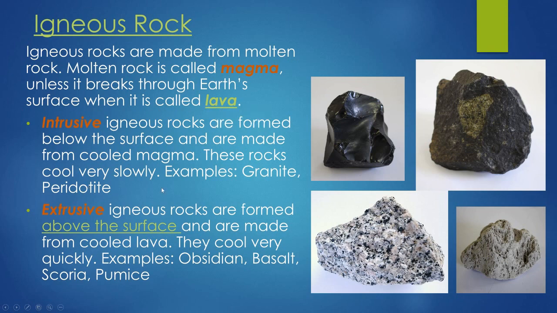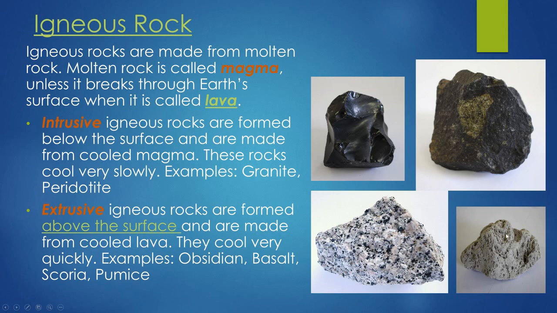So an intrusive igneous rock is an igneous rock that forms underground. So it forms from magma. That magma has not reached the surface. It cools slowly, and because it cools slowly, it can have big crystals. So this bit of granite down here has big crystals. Compared to this obsidian here, we cannot see any. There's probably some tiny ones in there, but we can't see them.